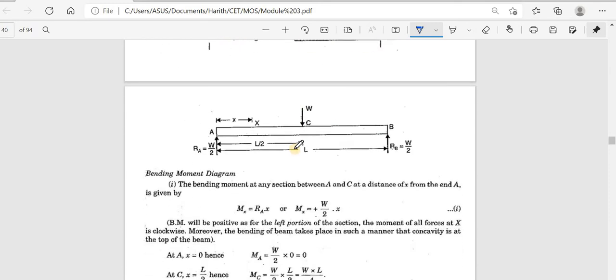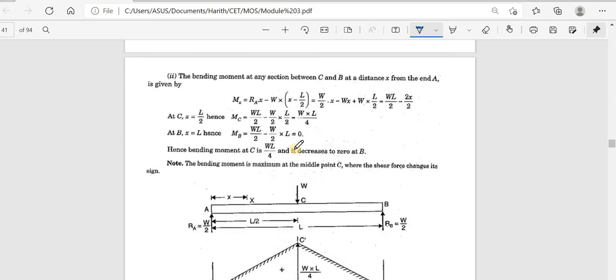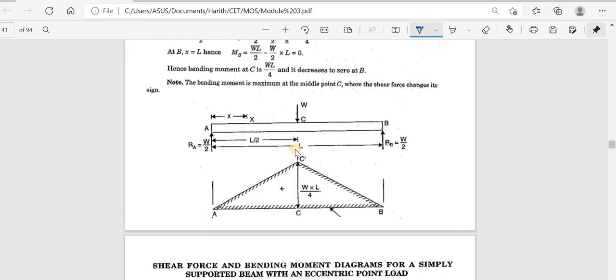Now the bending moment diagram will be like this. The bending moment diagram for a concentrated load at the center will be like this. Here the bending moment is 0, MA and MB are 0. Then what will be the bending moment at C? The bending moment at C, I can choose either to the left or to the right. So what will be the bending moment? That is W by 2.